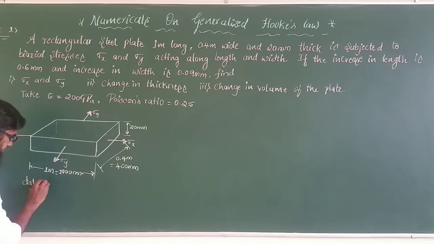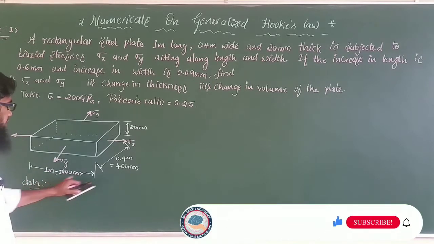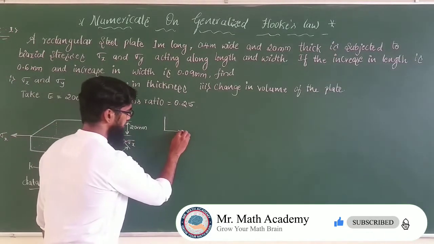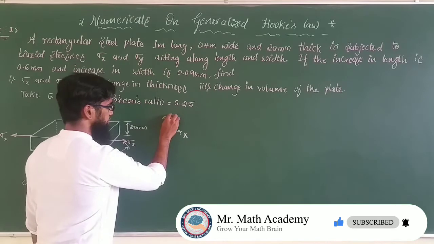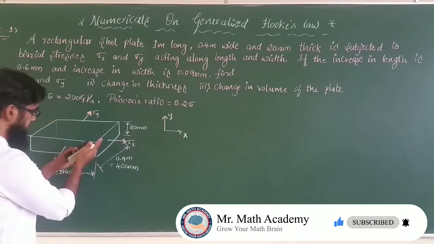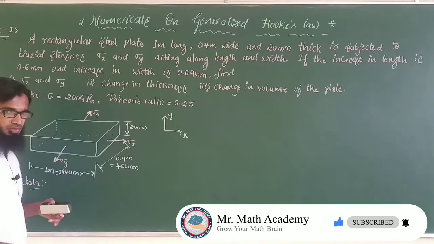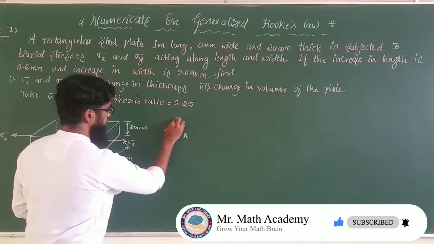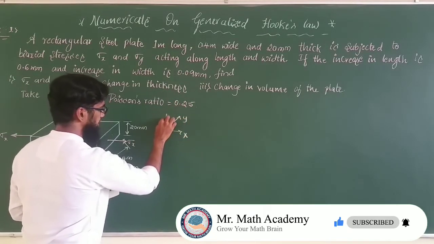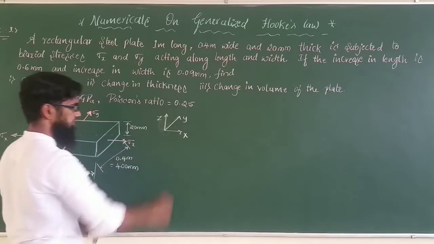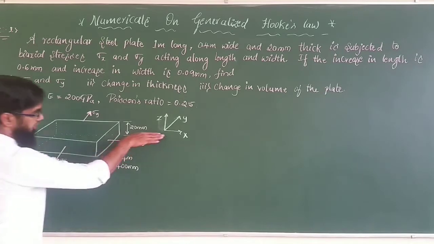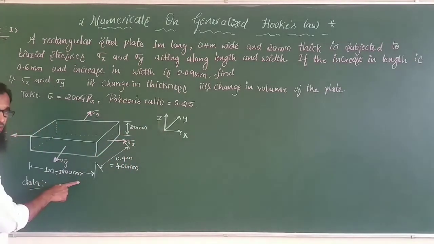We will try to write what he has given in this problem. So the data is, he has given the length and the width here. In the x direction, suppose this is the x axis, since it is acting in this direction, I will take this as y and this as my z axis here. So x, y and z axes. In the x direction I will consider this is the length.